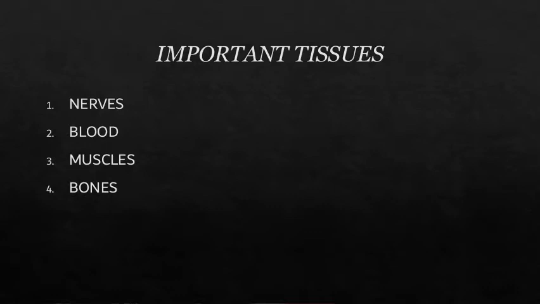In the last class you learned about internal organs. Today you are going to learn about important tissues: nerves, blood, muscles and bones. So let's begin with nerves.